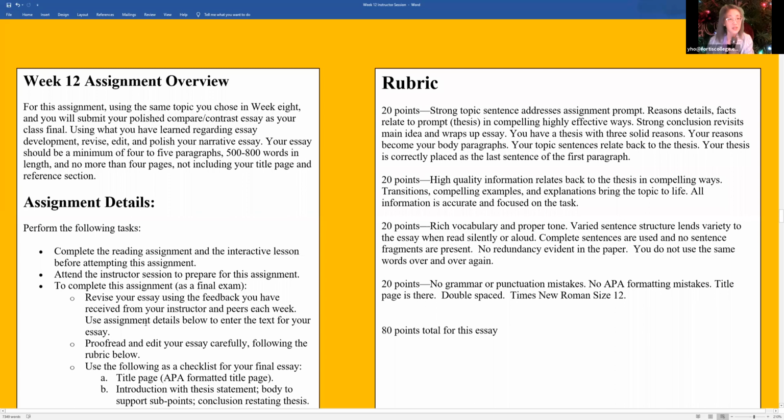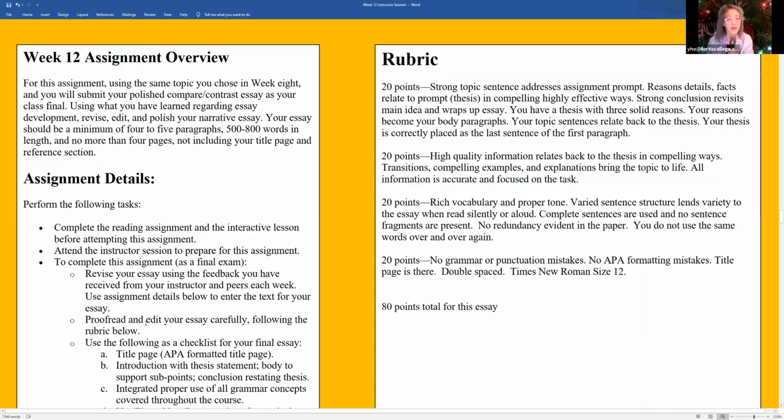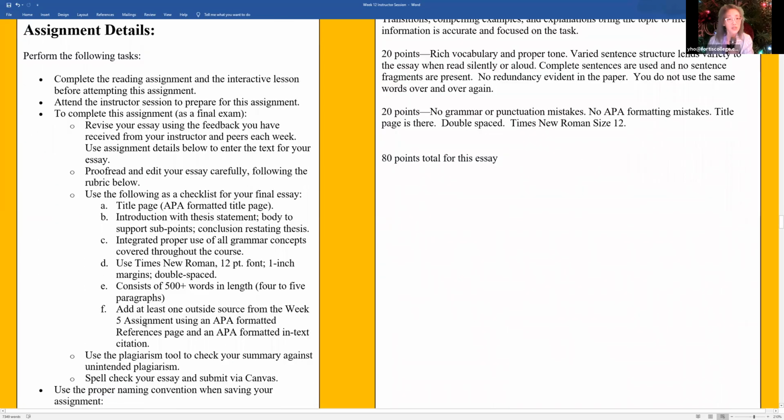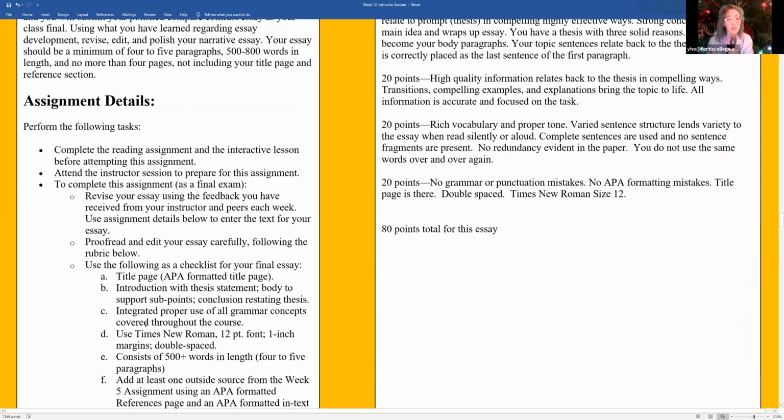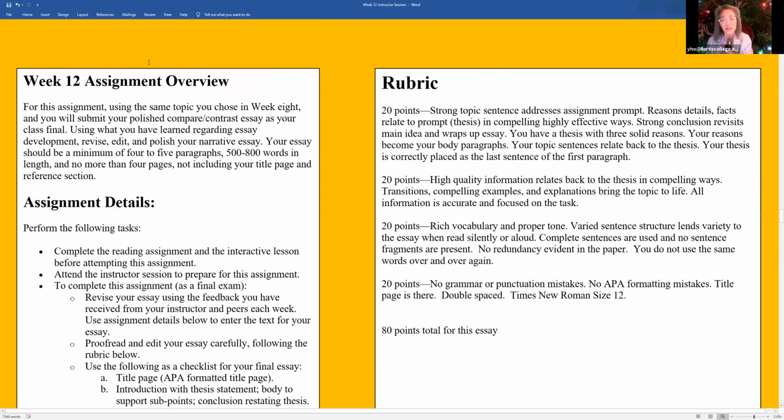Let's see. Oh yeah, so for your week 12, you already know how to do this. Do you have any questions for your week 12 comparison contrast essay? So here's your rubric. Actually, it's 40 points for good essay structure and 20 points for a strong topic sentence. This means your thesis statement has 3 solid reasons and all your topic sentences relate back to your thesis statement.